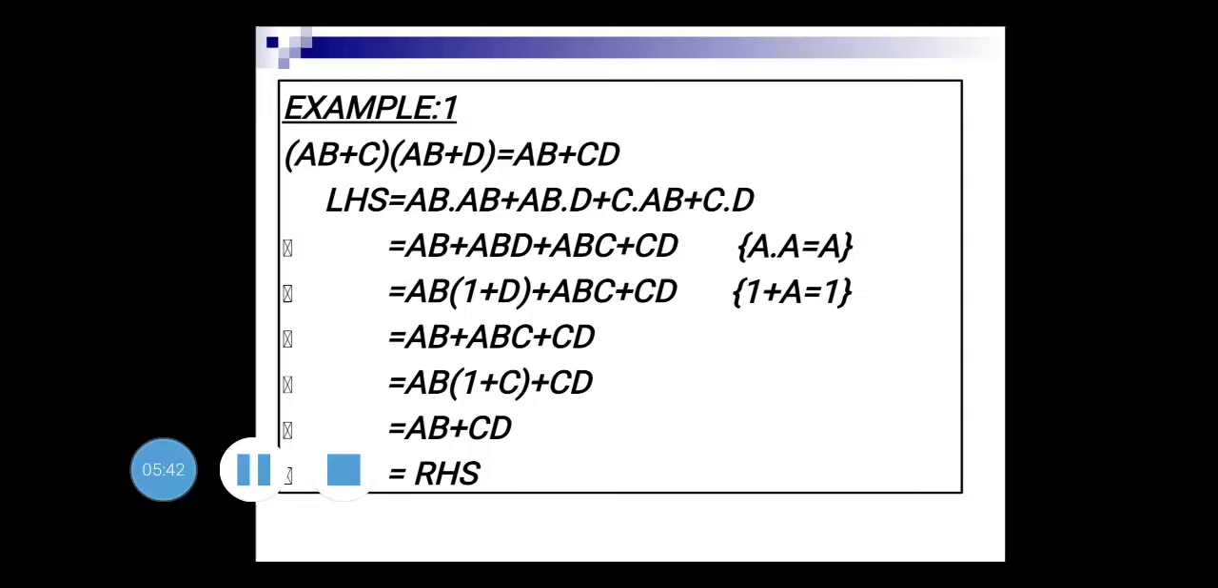Then again we are going to find out the common thing. So here you can check, AB is taken out, and in the bracket you have 1 plus C, and the CD is written as it is. Then 1 plus anything is always 1, so that becomes AB plus CD, and this is the final answer you got, that is equal to right hand side.